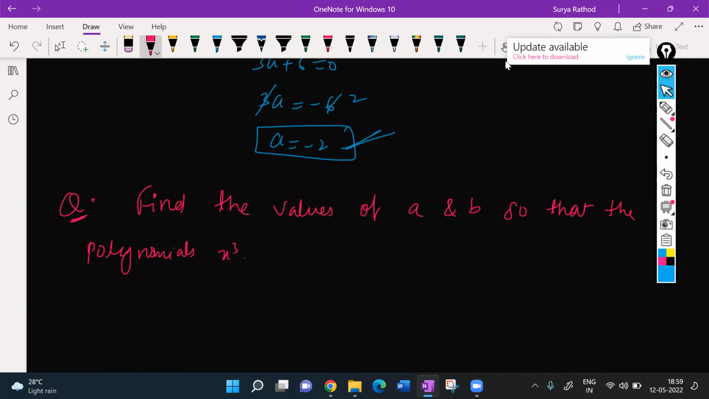Find the values of a and b so that the polynomial x cube. Don't read out. Don't read out, please.